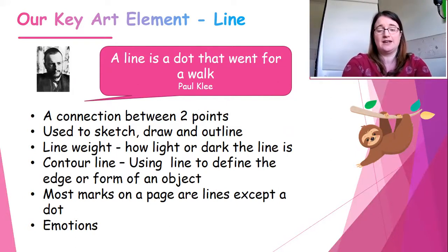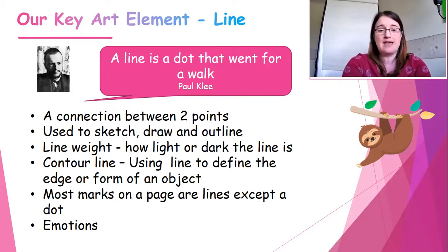It's still a line. So we can use lines to sketch, we can use them to draw, we can use them to outline things. When we're thinking about line, we can think about the weight of a line. So we can think about how light or dark the line is. And we saw that, didn't we, depending on how much pressure we put on our pencil. We talk about things called contour lines, and they're lines to show the outside of an object. So you might think of them as the outline to something. So they're called contour lines.